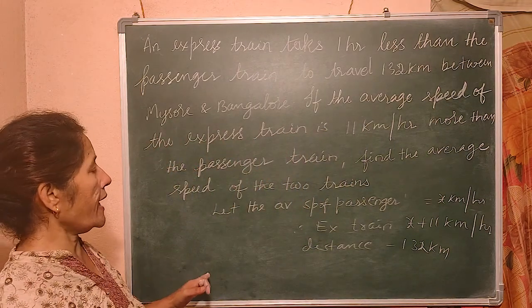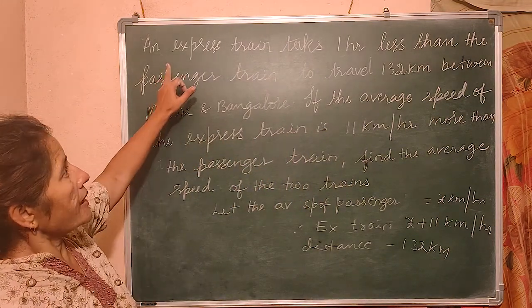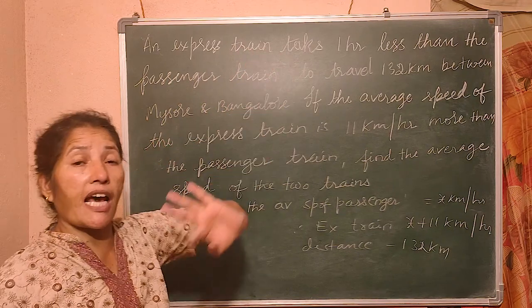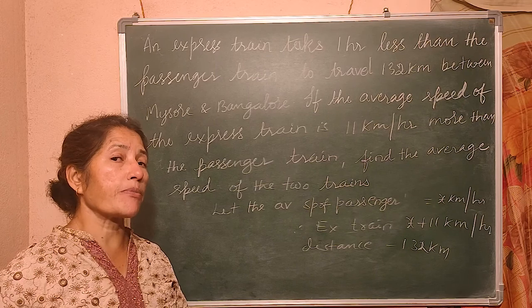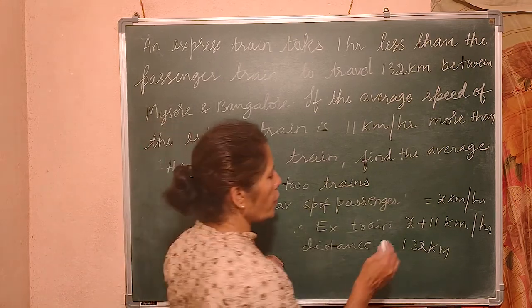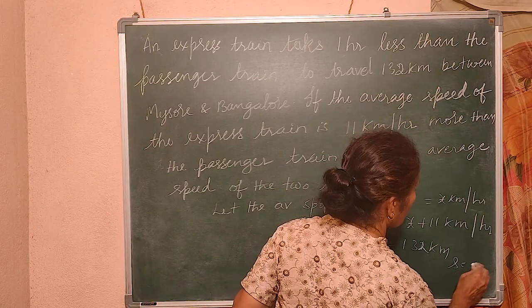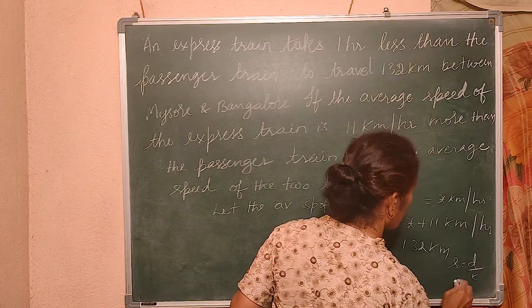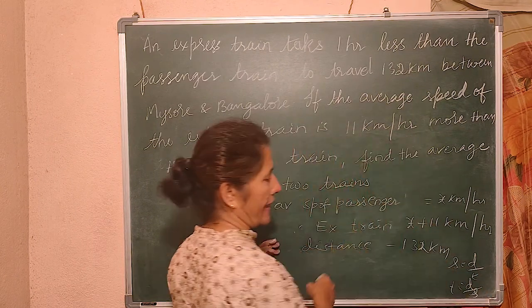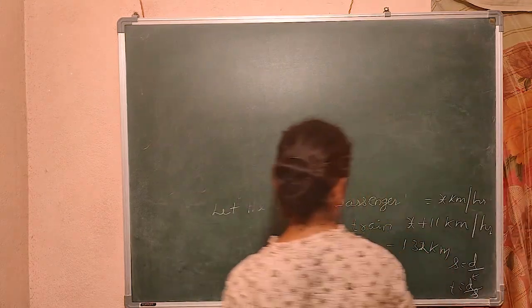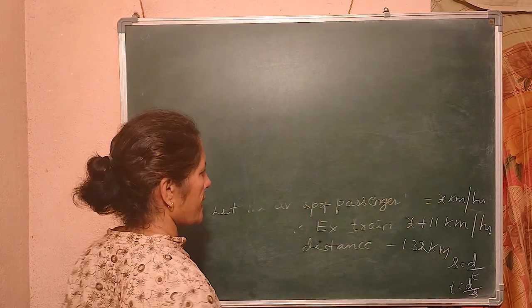Next they have said the time is 1 hour less. So that means they are expressed in terms of time. So you know speed is equal to distance by time, or time is equal to distance by speed. Let me apply that. So our deciding stage is like this.